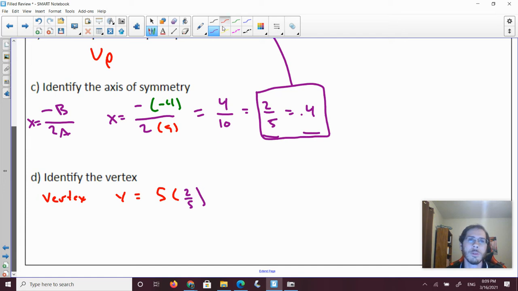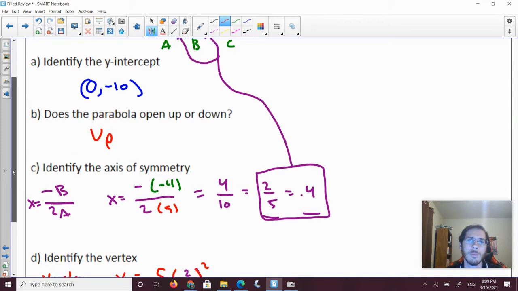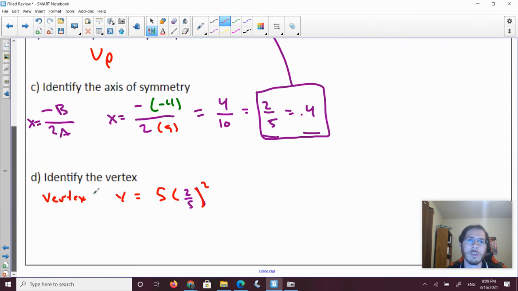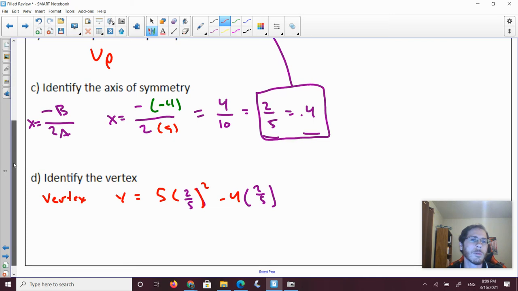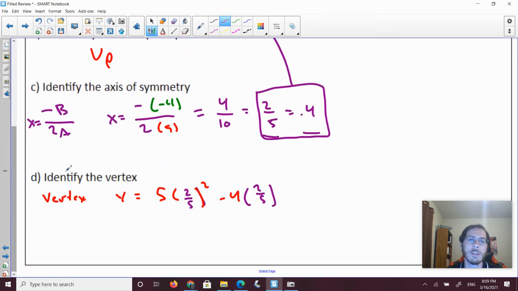You could put in 0.4 here if you want. I think this is going to be a little bit easier to work with. But if you're using a calculator, it really doesn't matter. You can just put it in as either one. 2/5 squared. And then from the equation we've got minus 10.